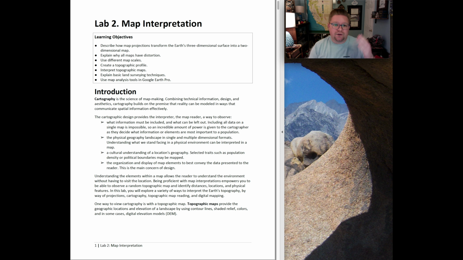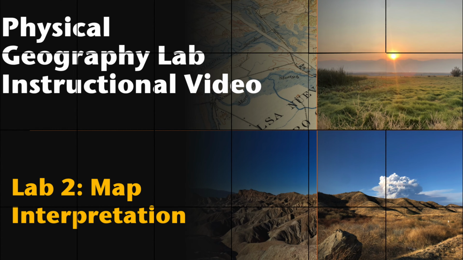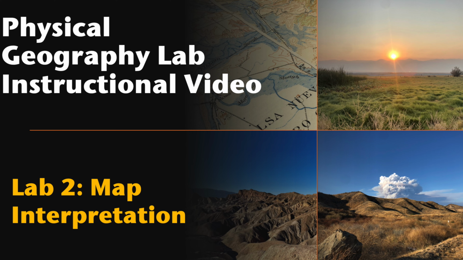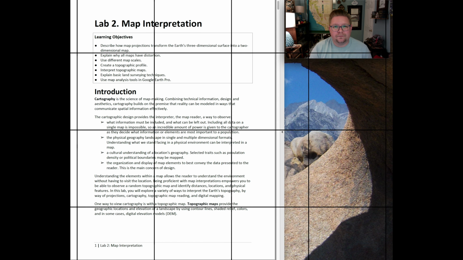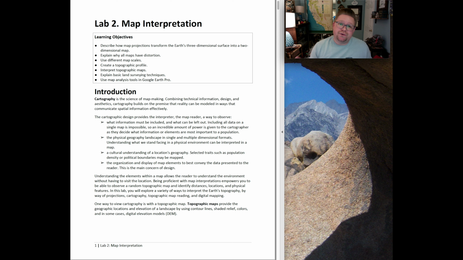Again, don't forget to review the learning objectives, what we will be accomplishing, and the introduction. Well, let's start with lab number 2. So lab number 2 introduces cartography. Cartography is the science of map making, combining technical information, design, and aesthetics, all to build a virtual or paper landscape that reflects the real world.